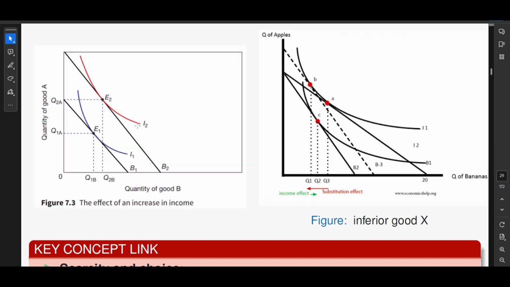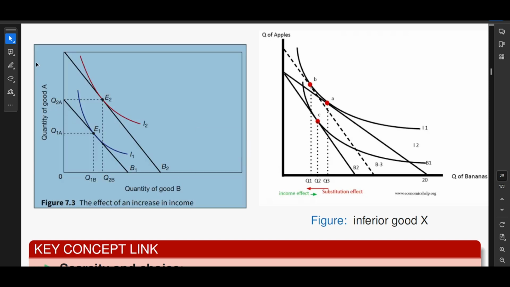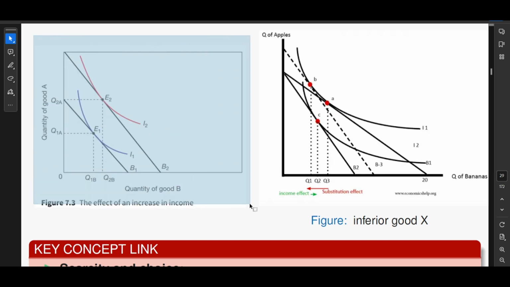You would shift from indifference curve 2 to indifference curve 1, as again you're maximizing your utility. So on budget 2, this is where you get the maximum utility. As your budget decreases, as your income decreases, you would go to E1 because this is where you get the maximum satisfaction. So we explained what has happened here, how your budget has changed.